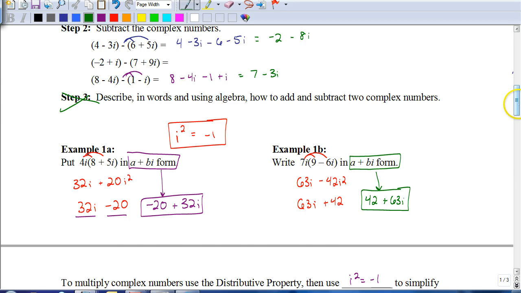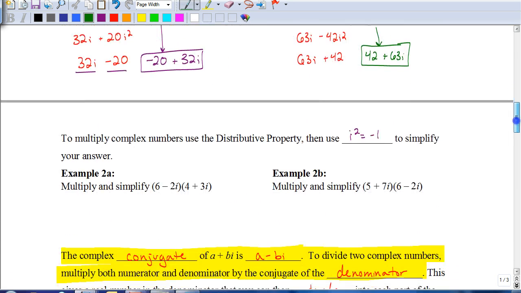Okay, so now, again, we're just going to get gradually more and more difficult. We're going to add more and more pieces. Let's look at these next couple of problems. Here we're going to FOIL. We're going to multiply 6 minus 2i, this binomial, times this one, 4 plus 3i. Now you can either FOIL these or we can use that window method that I've showed you.